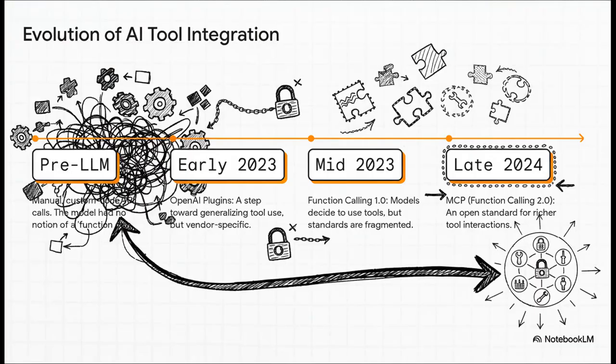You know, the journey to get here has been a wild ride, and it happened fast. We started in this era where developers had to manually write code for every single connection. Then came OpenAI plugins, which was a nice step forward, but it kept you locked inside their ecosystem. Then, function calling 1.0 was a huge leap. For the first time, models could decide for themselves to use a tool. But it was still kind of the Wild West, with every major player making up their own rules.